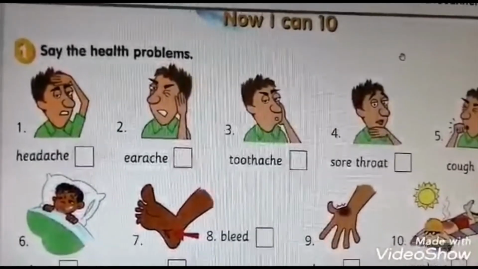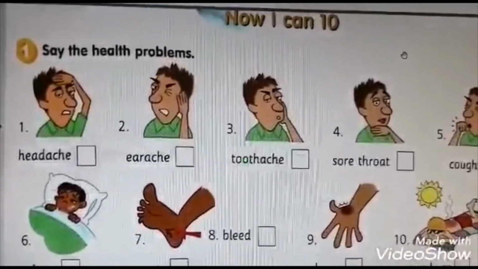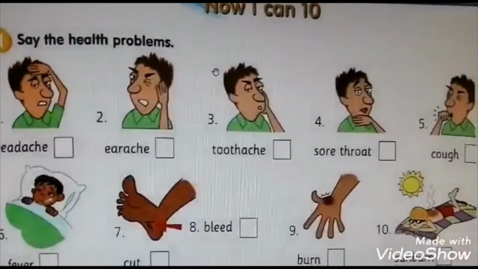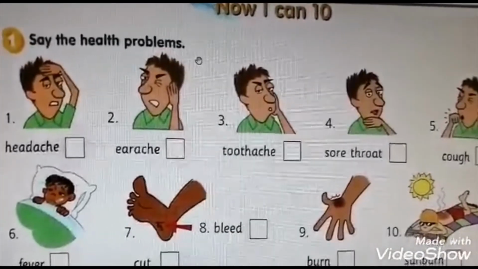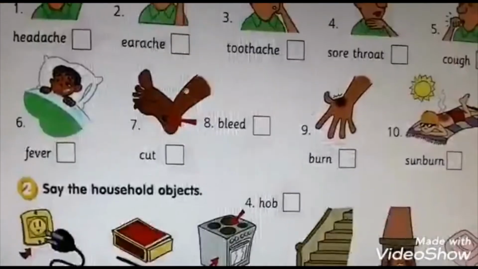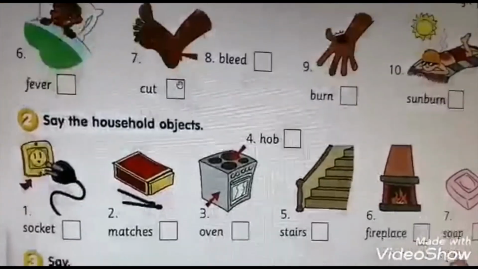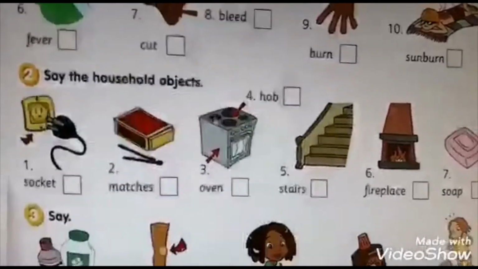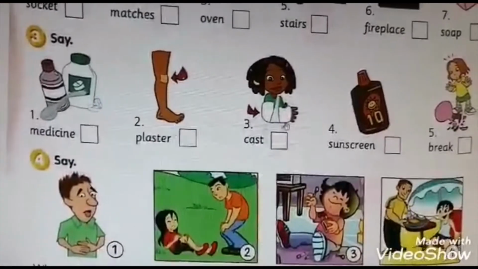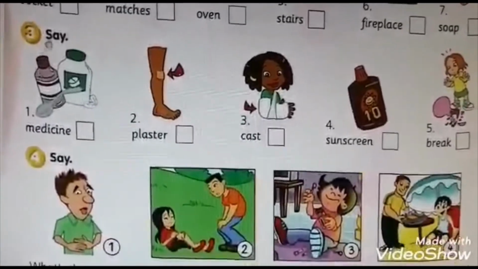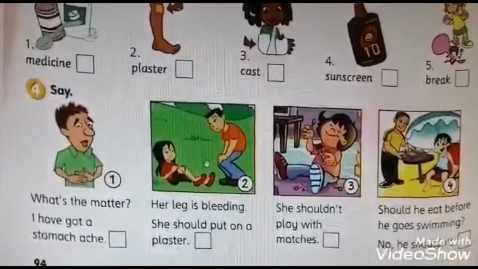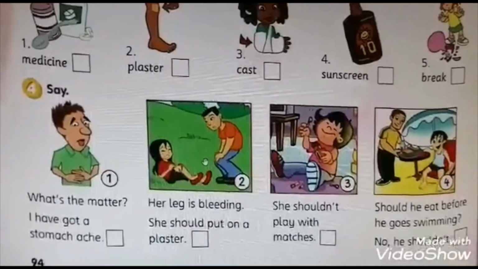What we've learned in this lesson, this time we need to consolidate the vocabulary and structure what we've learned. Look at the activity 1. Say the health problems. Yes, you have to read and tick the health problems. Number 2, say the household objects. As you can see, there are some things, objects. Read and tick. Then say. These all activities, please read and tick the boxes.